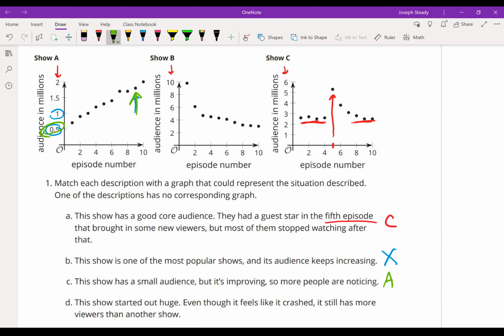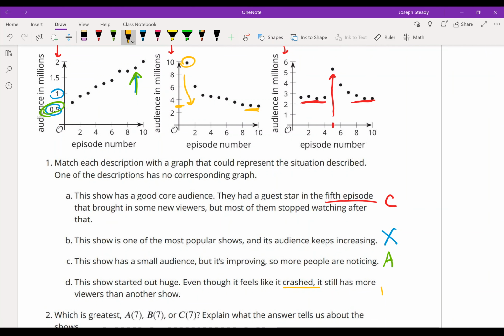Description D. The show started out huge, and even though it feels like it's crashed, so it means we're going down a lot, it still has more viewers than another show. So it started out huge, started with 10 million people. We're going way down, but we still have, even way over here, around maybe 3 million people. So this is definitely show B.